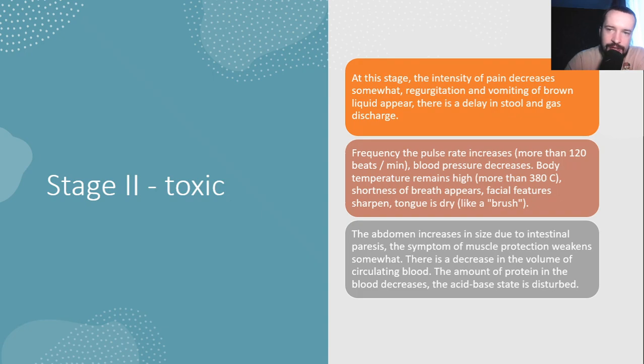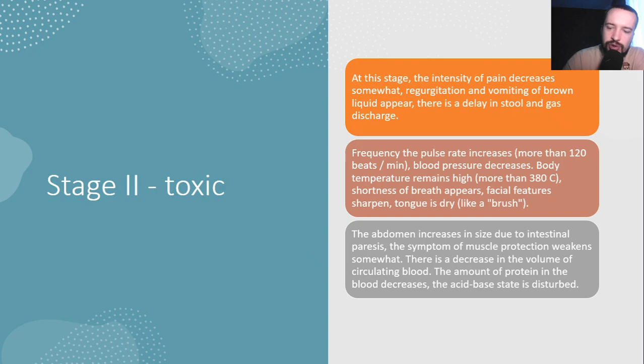At this stage, the intensity of pain decreases somewhat, regurgitation and vomiting of brown liquid appear, there is a delay in stool and gas discharge. The pulse rate increases to more than 120 beats, blood pressure decreases, body temperature remains high, more than 38, shortness of breath appears, facial features sharpen, the tongue is dry, like a brush. The abdomen increases in size due to intestinal paralysis, the symptoms of muscle protection weaken somewhat. There is a decrease in the volume of circulating blood, the amount of protein in the blood decreases.